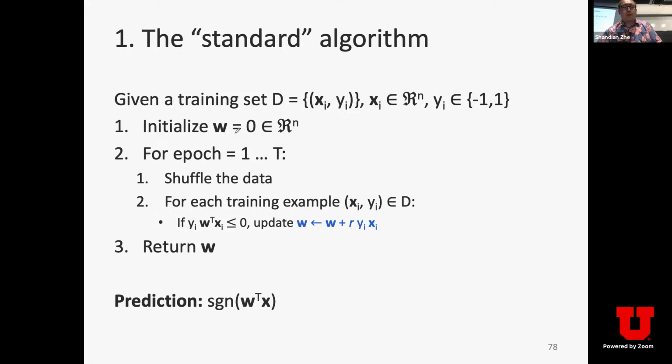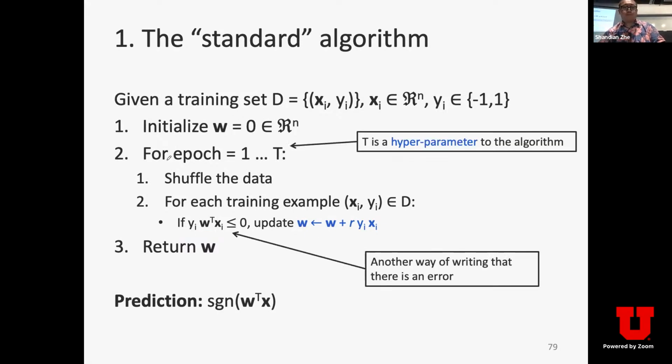We initialize our model parameters, the weight vector W, to be 0. Then we go through big T epochs. Inside each epoch, we shuffle the data according to some random order. Then we stream each training example and look at whether your current prediction is correct or not. If it's incorrect, remember, we can use this inequality to check if your prediction is incorrect, and then we run this update.